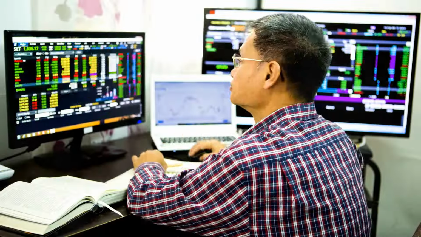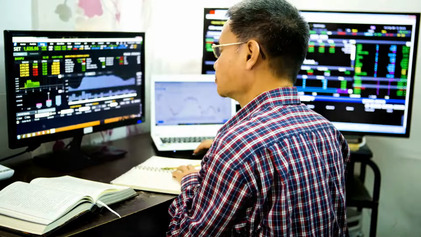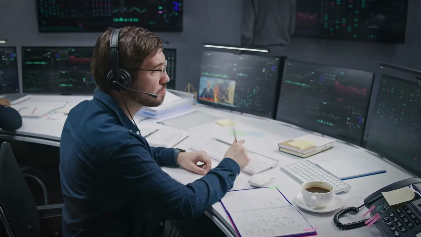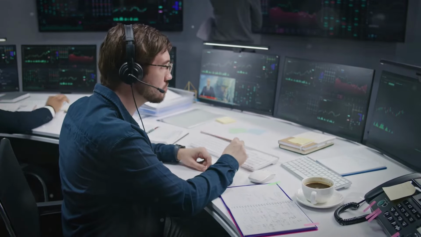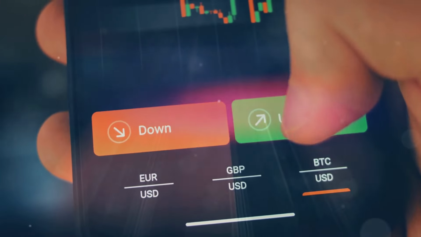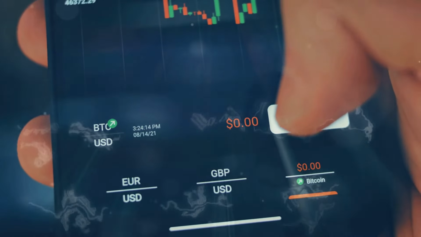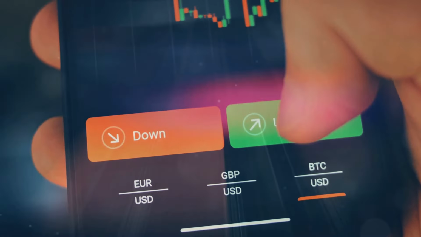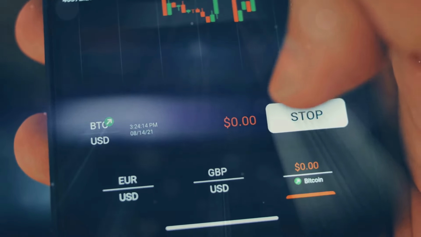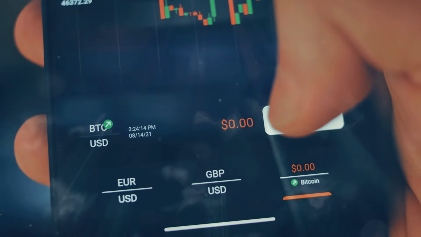Section 5. Risk management: protecting your $10 investment. Effective risk management is paramount when trading with a small account. Setting stop-loss orders is crucial for limiting potential losses on each trade. A stop-loss order automatically closes your trade when the price reaches a predetermined level.